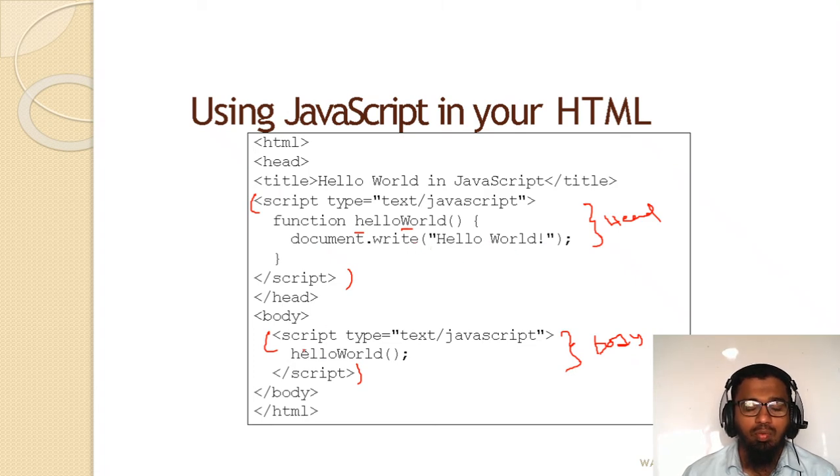So here in the body, we are just calling the function helloWorld, and this is a case sensitive language. Whenever you write a capital letter A, you must use the capital letter only. When you use a small letter, you must use the small letter only. Okay, so this is JavaScript in your HTML.